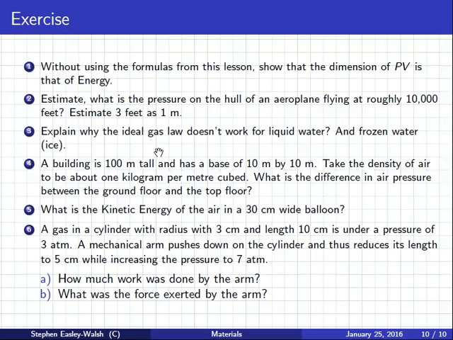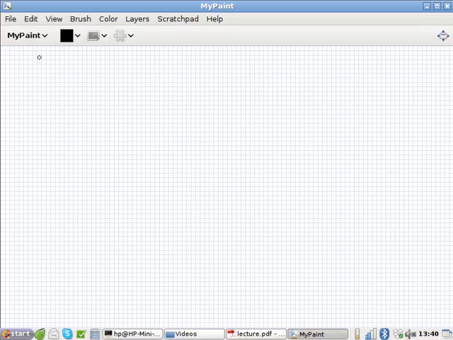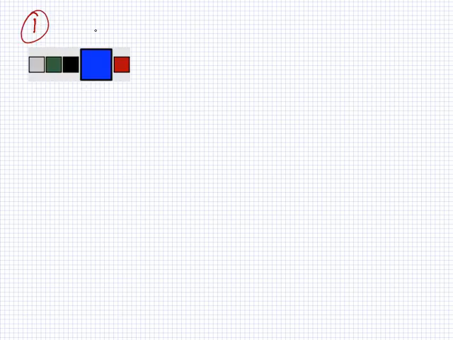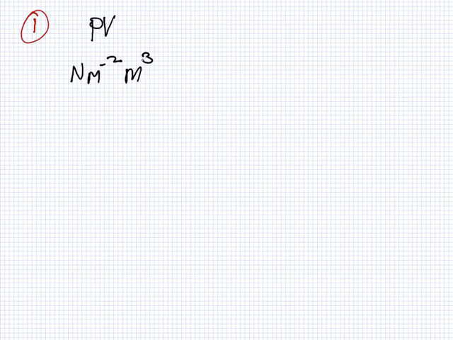But I'll just write the answers down, for the 2 people who aren't here. Because the reason I record it too is for people who miss it. So the first one is the units of PV, and the units of P is newtons per meter squared, and V is meters cubed. So that's Newton meters, which is the same as a joule. So the units is joules.